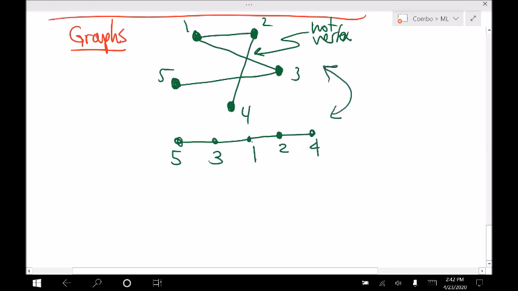So in a graph, what matters is the neighborly relationship. All right, so we show that neighborly relationship with an edge. So between any 2 vertices, there's either an edge, or there's no edge. Awesome.